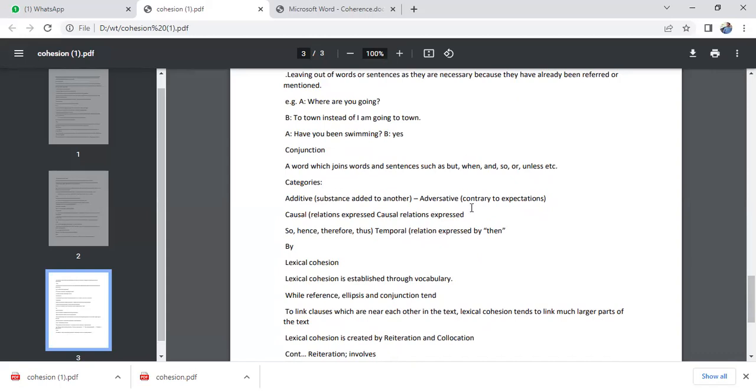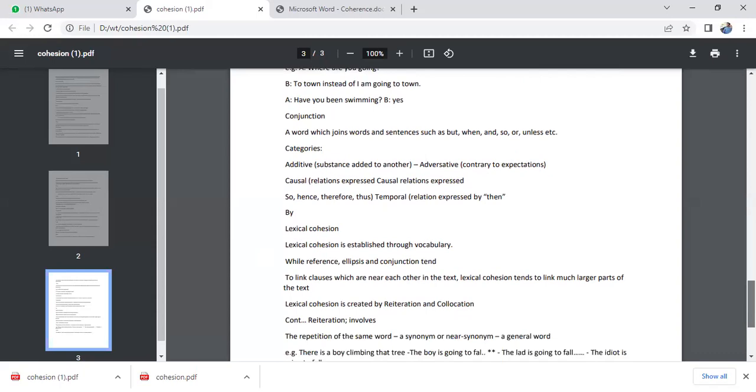If you are giving counter arguments, then you go for adversative conjunctions. Causal conjunctions express relationships: so, hence, therefore, thus. These are actually causal conjunctions. So these show you how things are related to each other, how things are expressed in a sentence. Temporal, the relation is expressed by then. The word then is actually the temporal conjunction.